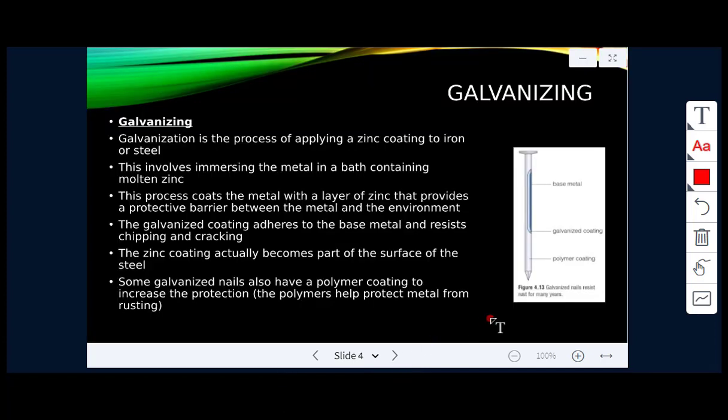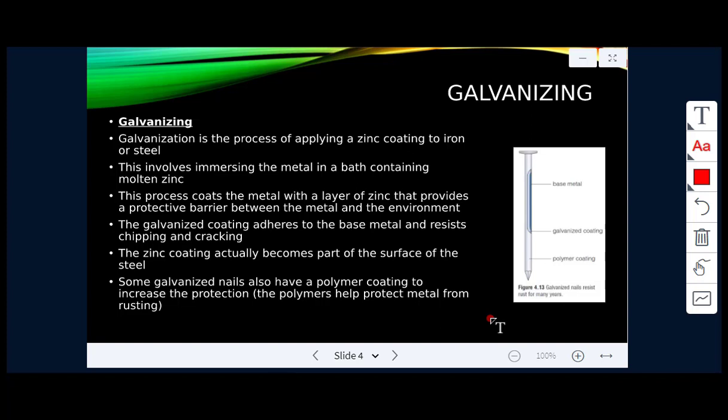Next is a method called galvanizing, just like we had seen in the video. It's the process of applying a zinc coating to iron or steel. Basically, it involves immersing the metal in a bath containing molten zinc, which then coats the metal. So if it's an iron nail, it will coat that nail with a layer of zinc, and that provides a protective barrier between the metal and the environment.